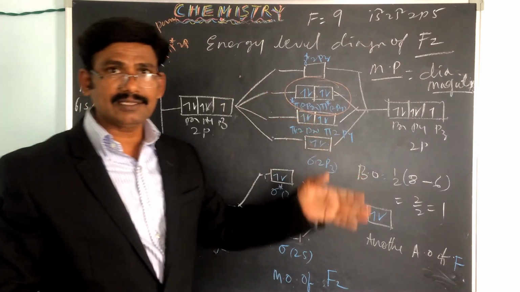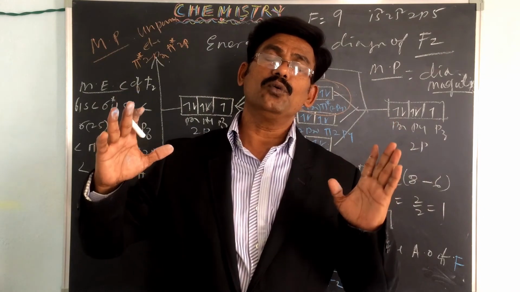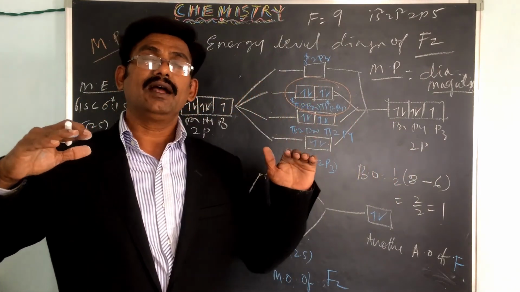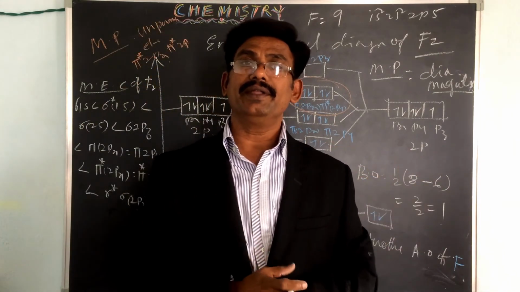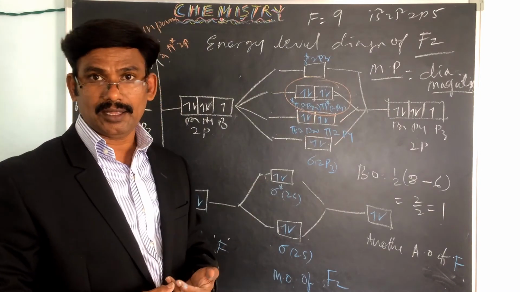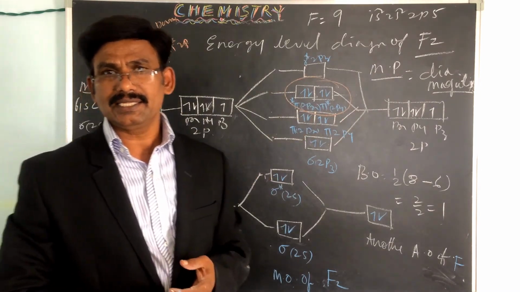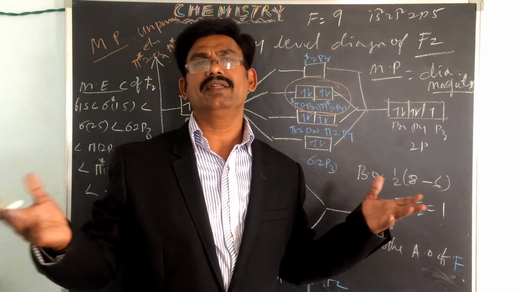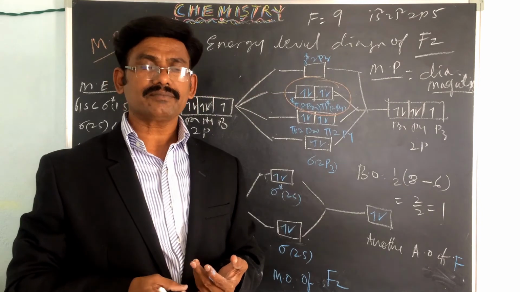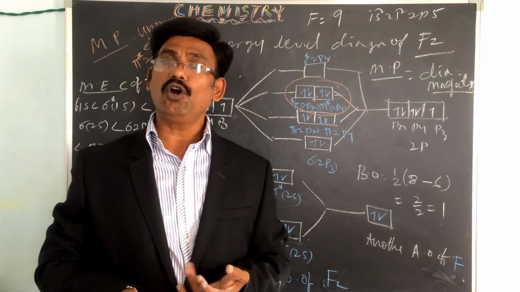So by looking at this diagram, we can know the formation of the bonding electrons, anti-bonding electrons, non-bonding electrons, bond order, magnetic property and increasing orders. All these we can know very easily. So what have we completed? Nitrogen molecule, oxygen molecule, and fluorine molecule.